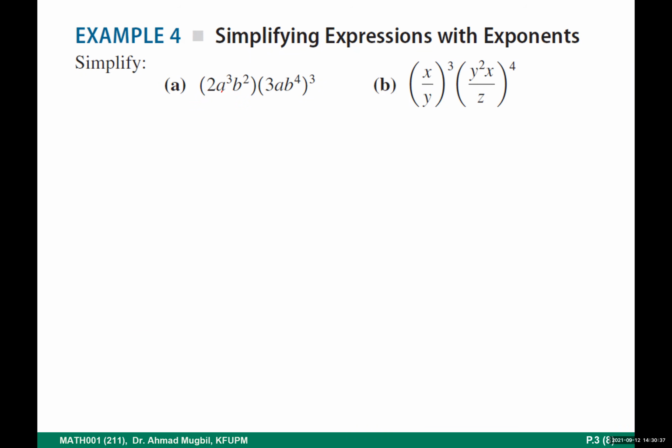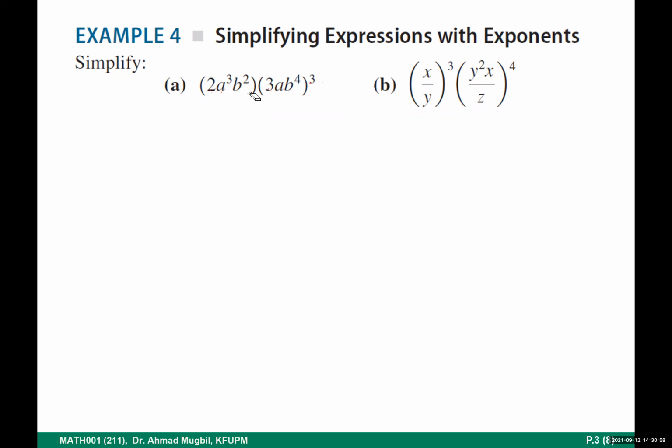Now, this is A, this is B, different bases. We cannot do the addition because they are different. What we will do is try to combine the similar terms. 2 multiplied by 3 will be 6. But here we have 3 raised to the power 3, so it will be wrong if you just multiply 2 by 3, because 3 is raised to the power 3.